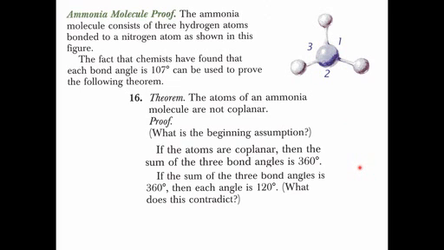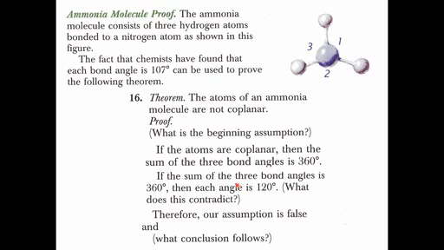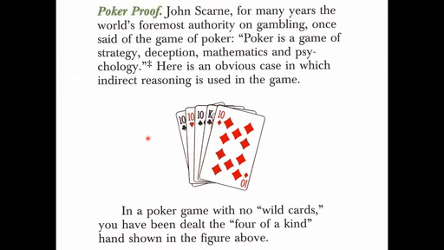If the sum of the 3 bond angles is 360, then each angle would have to be 120 because they're the same, 360 divided by 3. What does this contradict? And again, how do you end an indirect proof? Therefore, our assumption is false, this assumption right here, and what conclusion must follow? Hope you're just pausing here when you need to.